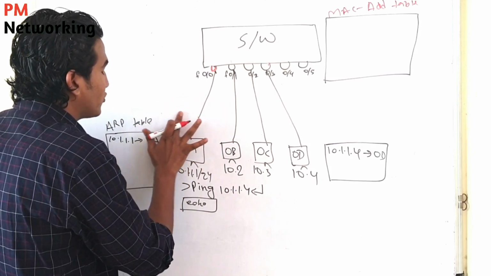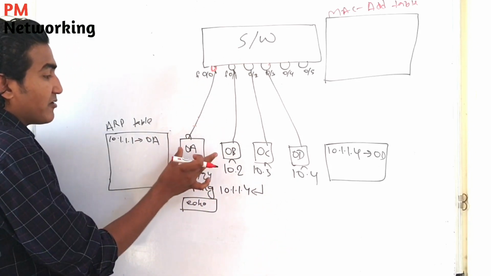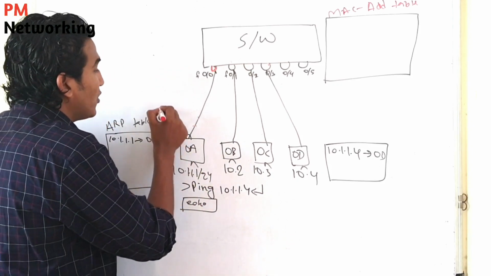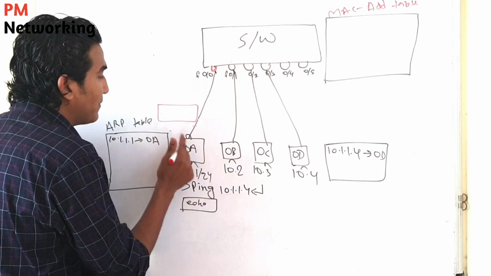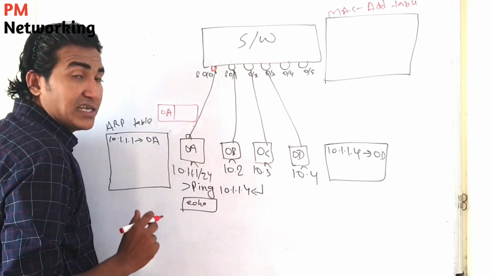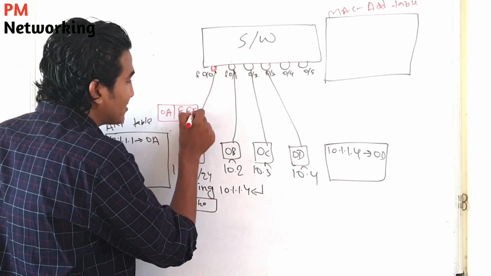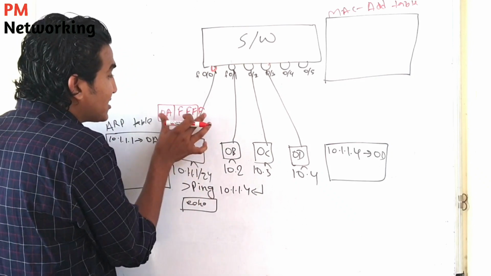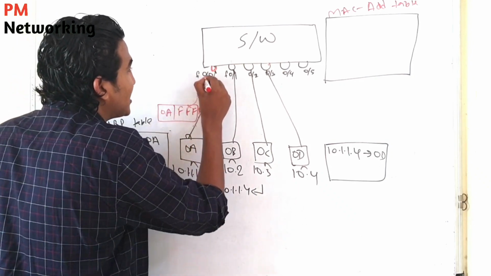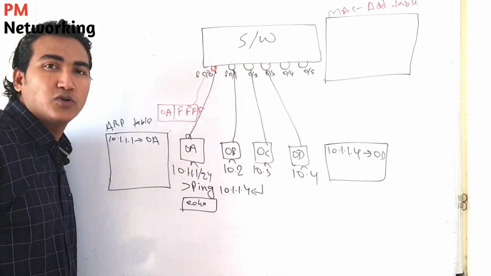And what I am trying to say, when ARP is generated by this PC, what will be the source MAC? Source MAC will be 0A. And what will be the destination MAC? It will be the broadcast address, all Fs, and this message will be received by the switch at Fast Ethernet 0/0.